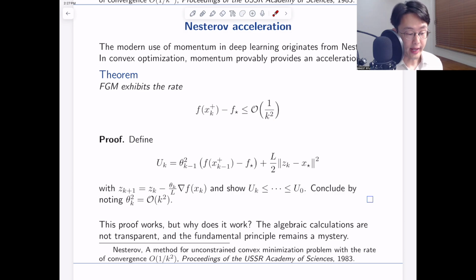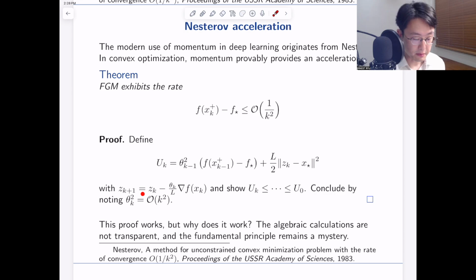Now, how do I prove that? How do we prove that? Well, here's one way to prove it. Okay, so what you do is you define this Lyapunov function. Think of this as like an energy function. Now think of theta k squared as k squared. Okay, so we define this thing. Here we have this z thing. Now, if you remember, the algorithm never talked about z. So z is a thing that doesn't appear in the algorithm, but we're just going to define this thing nevertheless.